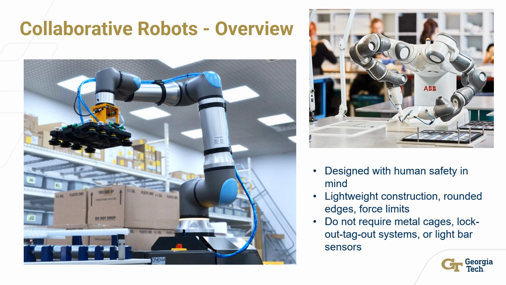Cobots, on the other hand, are well suited to lower force applications. They are often built from lightweight materials, have round edges, and built-in limits for force and speed. While traditional industrial robots rely on safety systems to immediately terminate operation if there is a human in the system, cobots are built to operate safely with humans in close proximity. However, their payload capacity and precision are lower than larger traditional industrial robots.